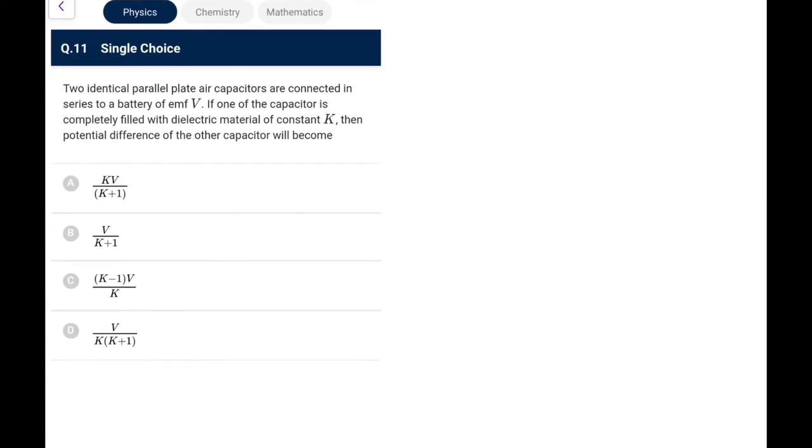Next one. Two identical parallel plate air capacitors are connected in series to a battery of EMF V. If one of the capacitors is completely filled with dielectric of constant K, then the potential difference of the other capacitor will become. Okay. So they were identical and connected to a battery of EMF V. Now one of the capacitors is completely filled with dielectric. So first of all, let's say the first one is filled with dielectric, I assume. So V1 by V2, because they are in series, they will have the same charge. So Q is the same, CV, so that is equal to C2 by C1. So that C2 by C1 would be 1 by K. And we know V1 plus V2 is equal to V. So if I solve for V1, V1 comes out as 1 upon K plus 1 times V.